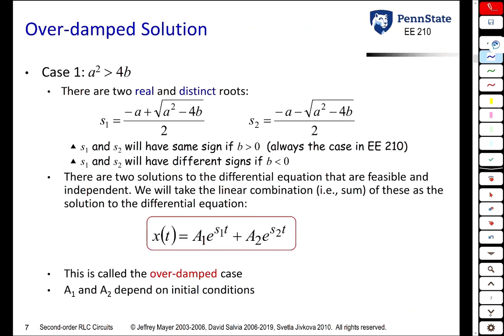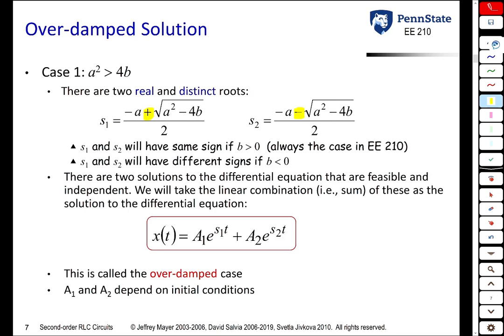Continuing on with the solution, we see that we have three different cases. Let's evaluate them mathematically. The first case is the overdamped case. It's the easiest of the three cases. This happens when a squared is greater than 4b. So you're going to get two real roots: minus a plus the square root of a squared minus 4b, all over 2, and minus a minus the square root of a squared minus 4b, all over 2.